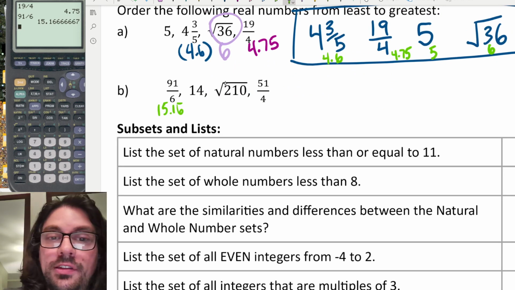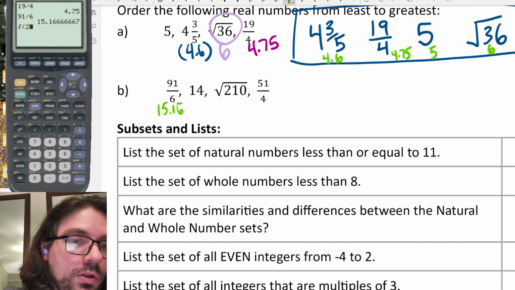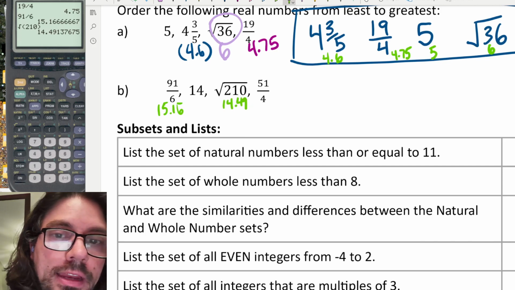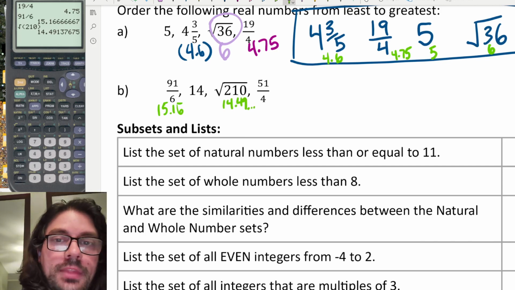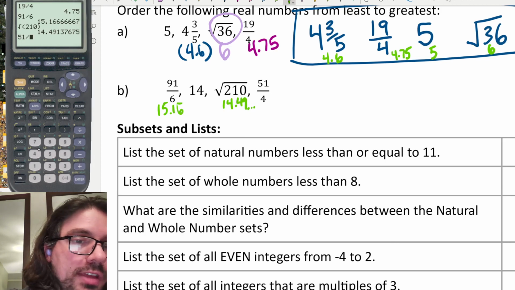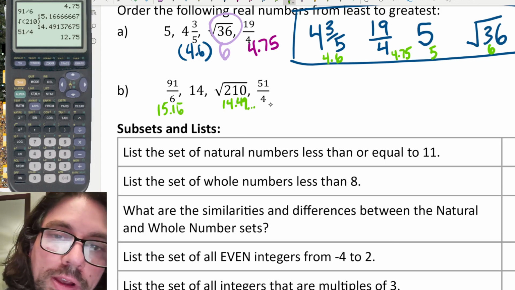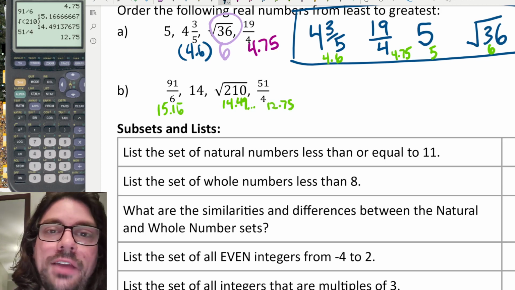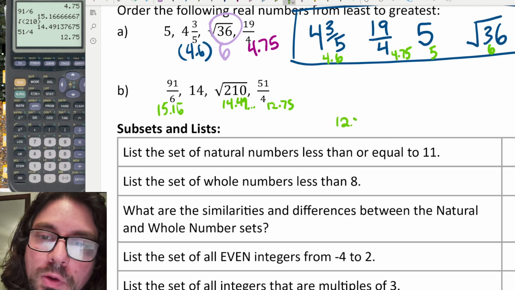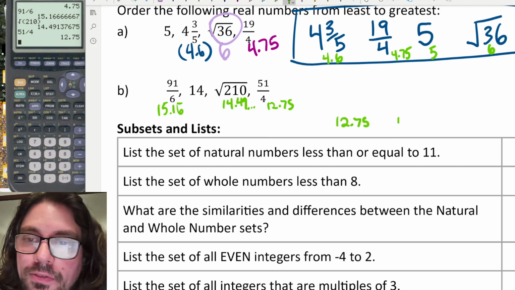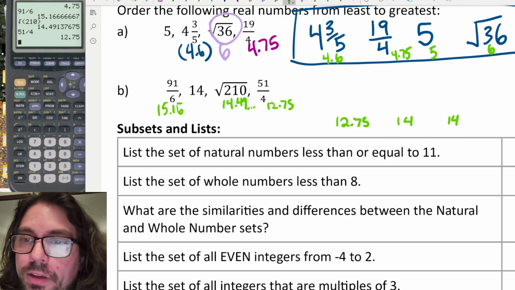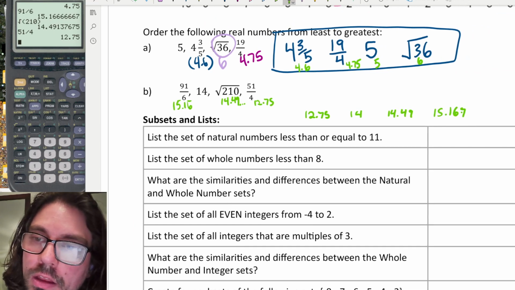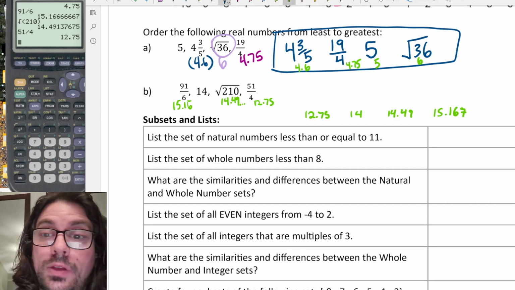We already know what 14 is. Square root of 210, we can just take here and take the square root of 210. And I get 14.49, and it keeps going. And then finally, 51 divided by 4, we can do the same thing. And I get 12.75. So that means if we're going with the smallest number, 12.75 is the smallest number, right? So it'd go 12.75 is the smallest, and then 14, and then 14.49, then 15.16667.